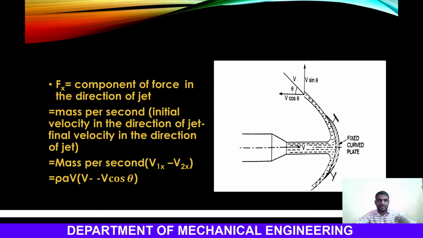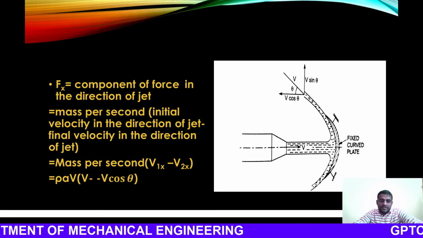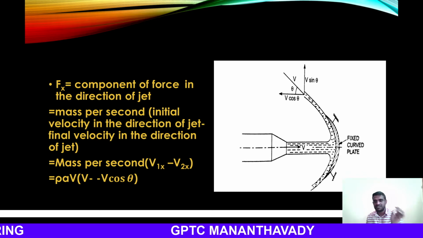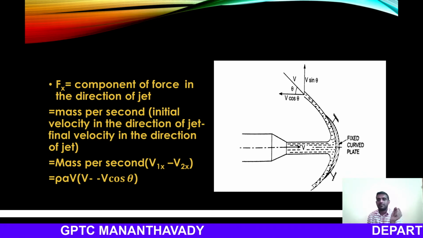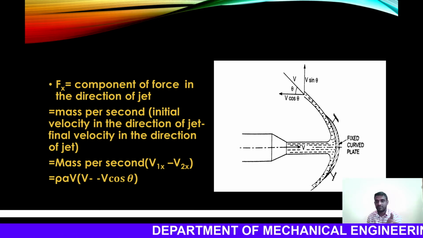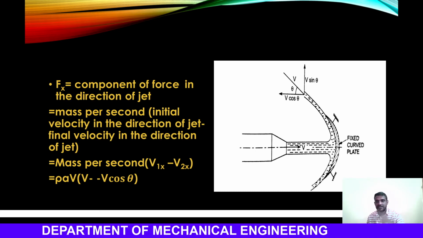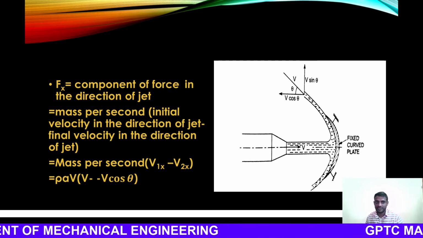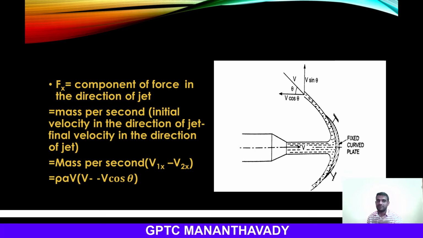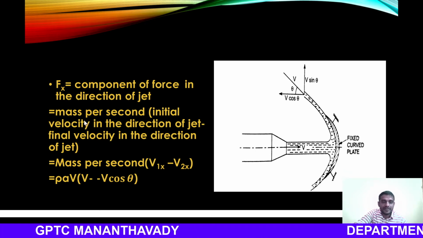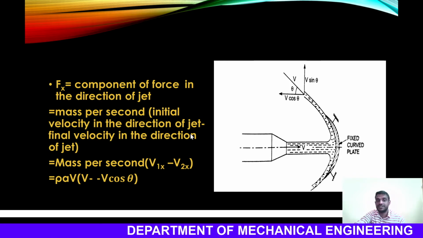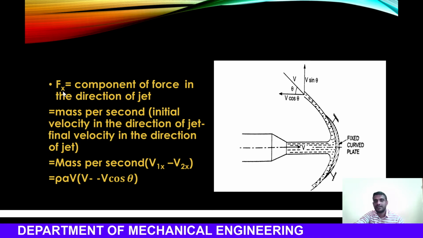Okay. So Fs will be equal to the rate of change of momentum. Then Fs is equal to the change of momentum in this direction. Then Fs is equal to mass into initial velocity minus mass into final velocity, that is initial momentum minus final momentum. Then mass is taken out and divided by time, that is the mass flow rate, that is rho into A into V. That is mass per second into initial velocity minus final velocity. So that's what we have written here. That is mass per second into initial velocity in the direction of jet minus final velocity in the direction of jet. So here Fx is to be calculated.